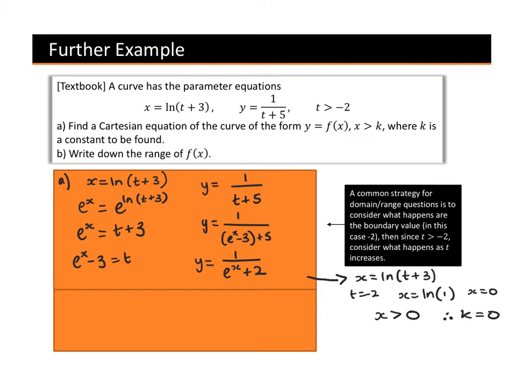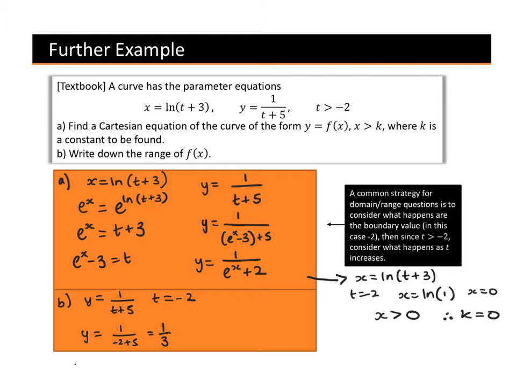So our range of values, again, when we think about the range, we think about our y. So what we're actually going to do is, we know that y equals 1 over t plus 5, and we know we're going to let t equal -2, okay? So we're going to have y equals 1 over -2 plus 5, which is a third. Okay, so we're going to get y equals a third. Now, let's think about this. t has to be greater than -2.